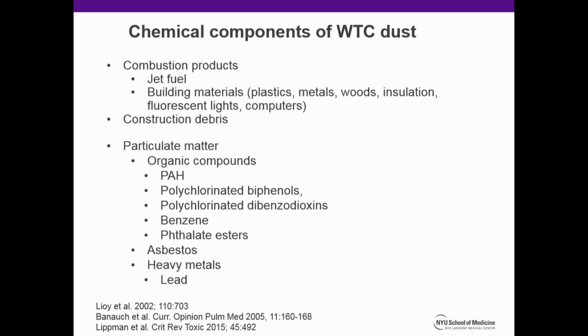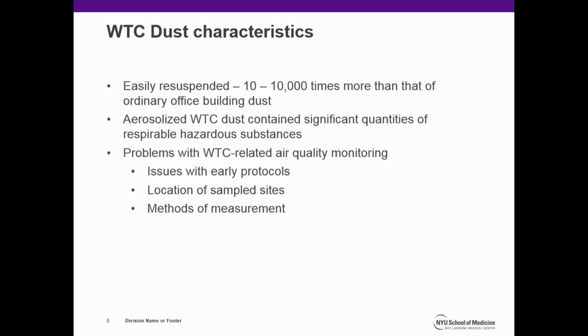We also, over time, began to learn what the chemical components were, that most of them were combustion products from jet fuel or from building materials, including all the computers, construction debris, and there were a lot of things in there, including polyaromatic hydrocarbons, PCBs, et cetera. The point being that there were very complex components in this dust. One of the other key things about this dust was that it was very easily resuspendable, so it could aerosolize very easily, and that became important when we started thinking about respiratory issues.